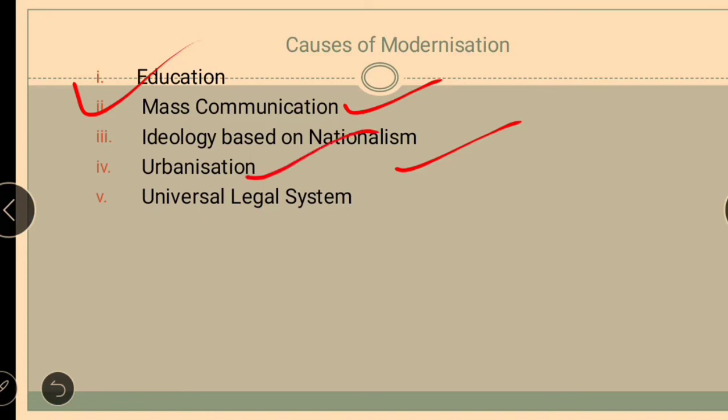Next one is urbanization. It accelerated the pace of modernization. Urbanization means growth of cities, and as people increase, they would exchange thoughts and new ideas would be created. Economic and technological development would develop a new society. So this is about urbanization.